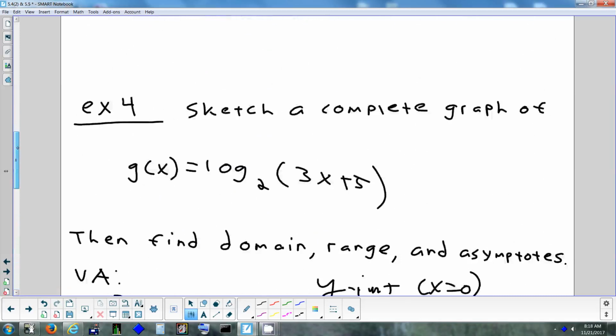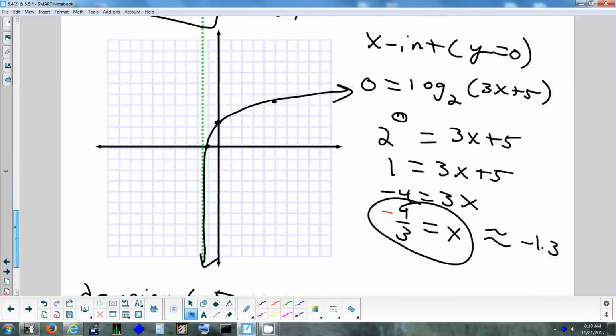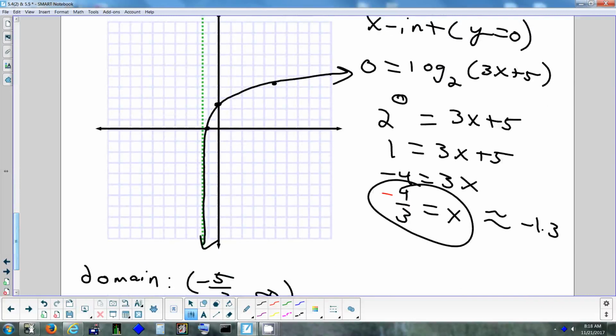I think we did it all. Sketch, domain, range, asymptote. Is there a horizontal asymptote in a log function? No. It never stops going up. It always keeps increasing slower and slower and slower.